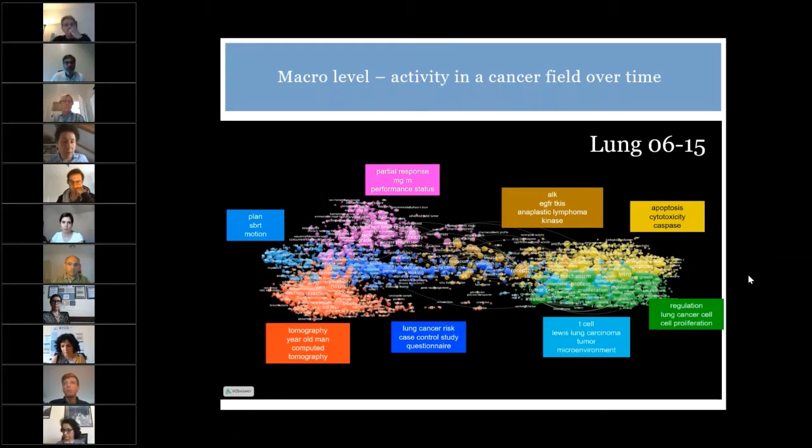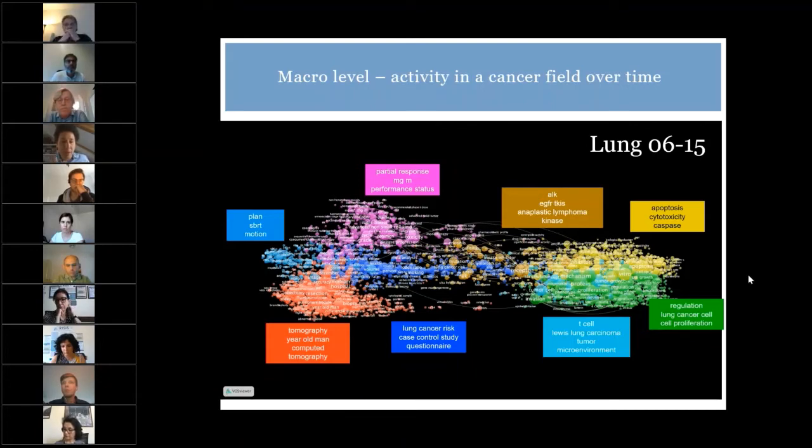And what this is showing is how in lung cancer over the years, we have seen actually a huge increase in the number of relevant papers, huge increase in the number of nodes that you can see on this map, which relate to particular terms. And what we're seeing is some areas becoming more dominant.